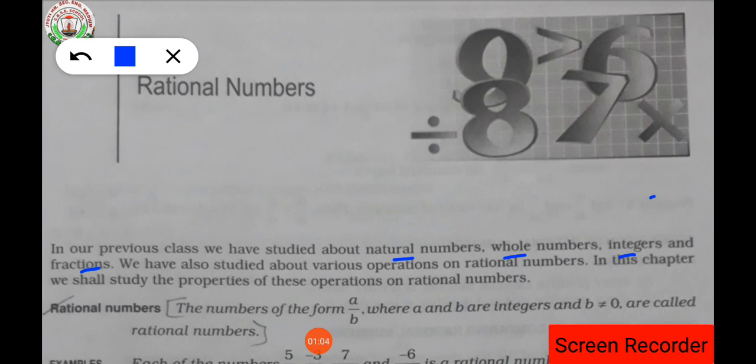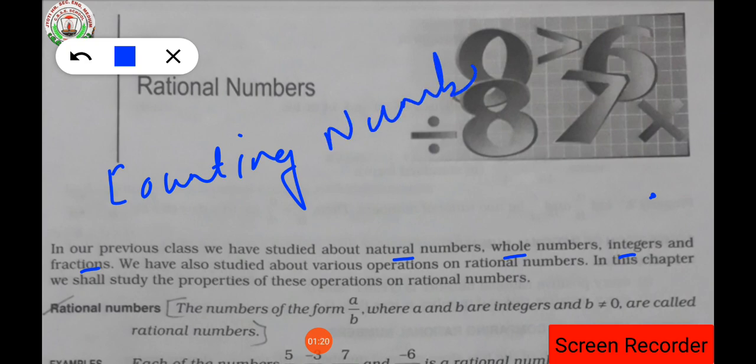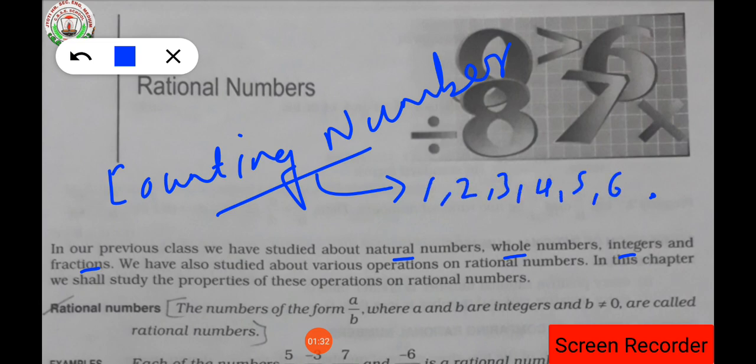Clear? So, what do you mean by natural numbers? All the counting numbers are said to be natural numbers. What is a counting number? The counting numbers are 1, 2, 3, 4, 5, 6, 7, 8, 9. So these are the counting numbers, which are said to be natural numbers.